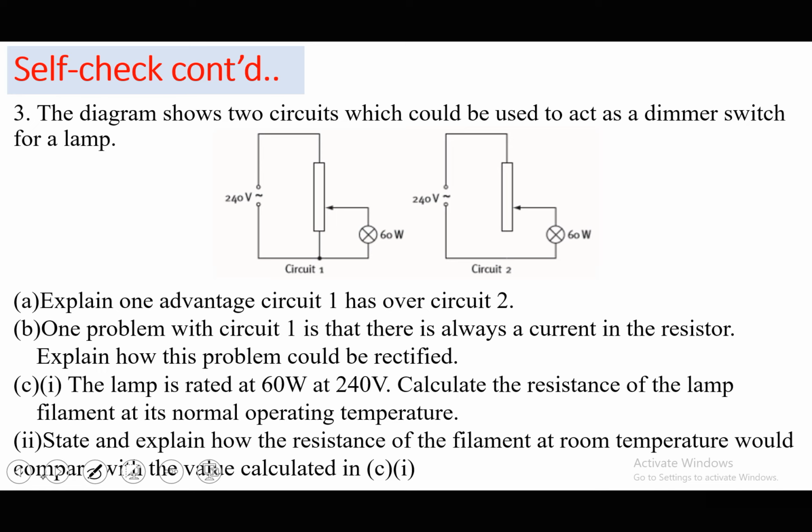Of course, we have answered question 3A, the advantage which circuit 1 has over circuit 2. For circuit 1, when the variable resistor is 0, the PD across the bulb will be 0, so the bulb will be off. And then when the variable resistor is maximum, the PD across the bulb will be maximum and the bulb will be very bright. So we have a full range of brightness. That's an advantage compared to circuit 2, where we have just a minimum which doesn't go to 0 and a maximum.